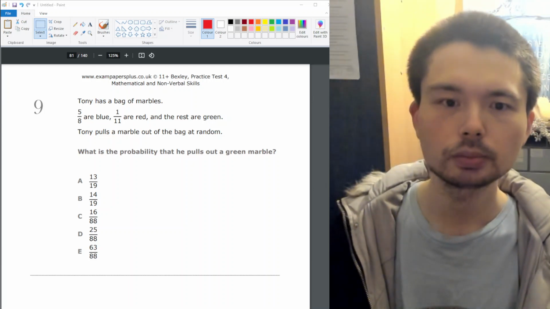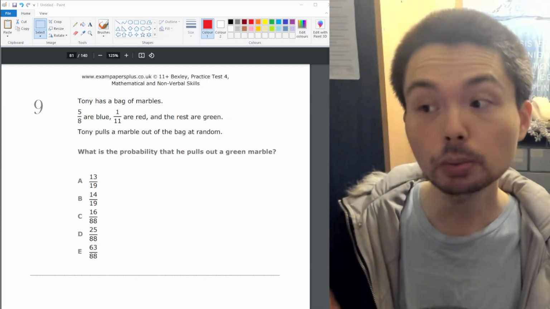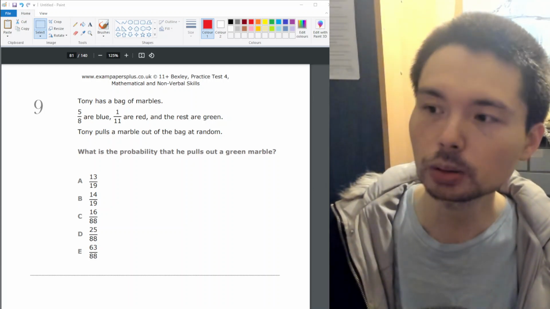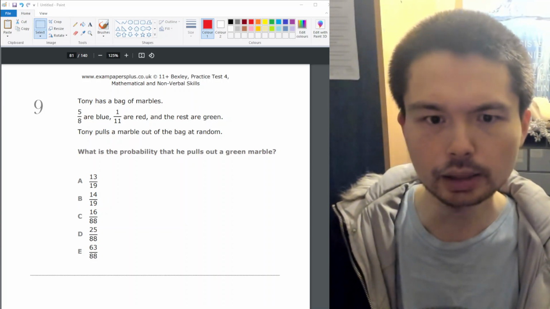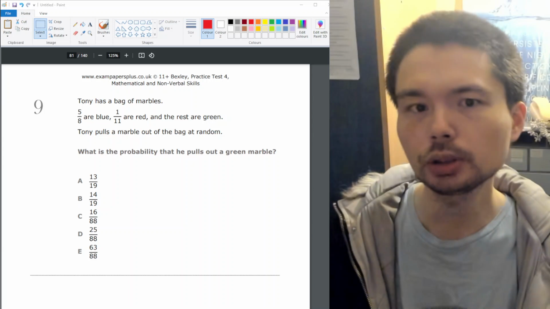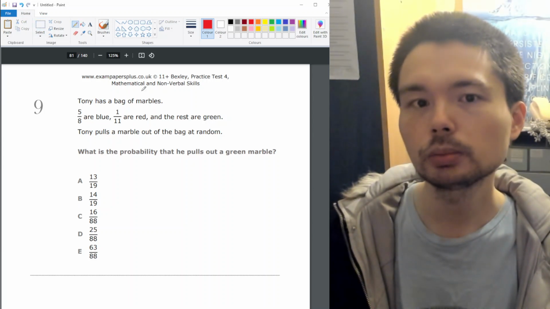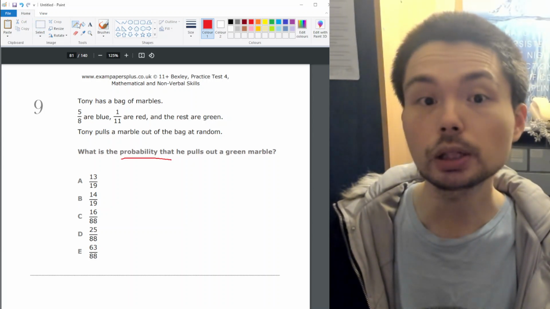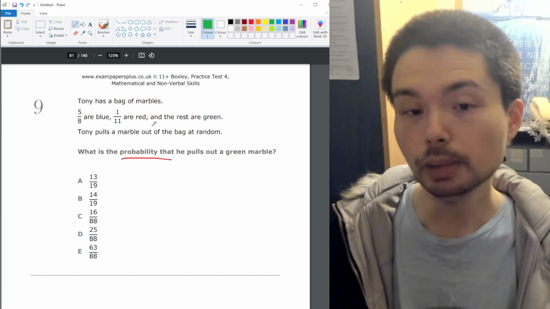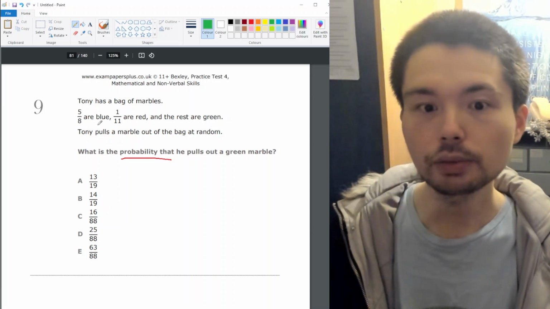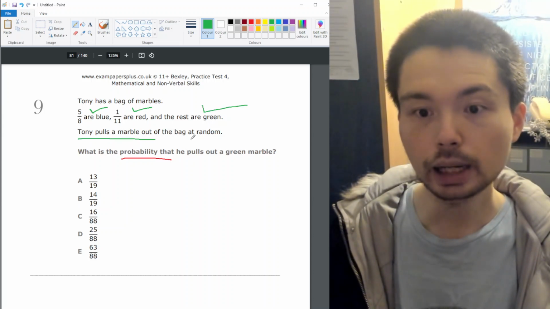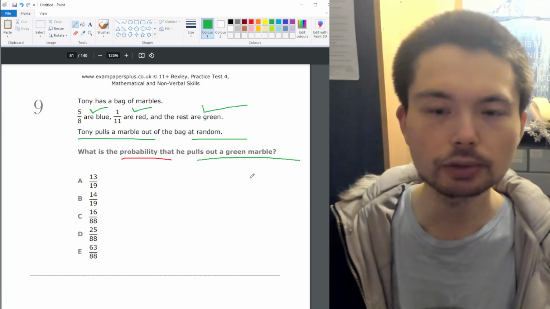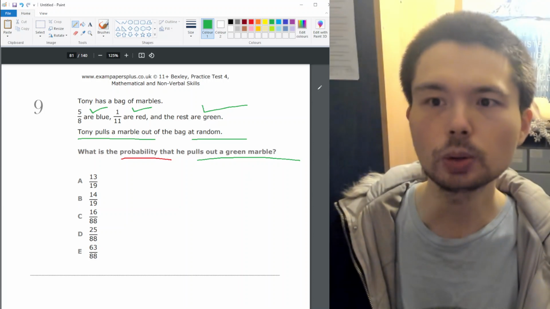Question 9. Every single question, make sure you can pause, have a go first, then unpause. I will show you the way I think about it. So quickly glancing at this, this looks like a fraction question, and combining it with chance probability. Here we go. Tony has a bag of marbles. 5/8 are blue. 1/11 are red and the rest are green. He pulls a marble at random. What's the chance he pulls a green? Fantastic, but also a normal question.